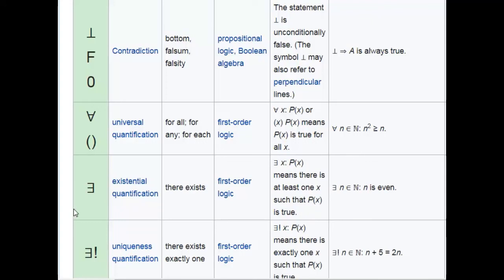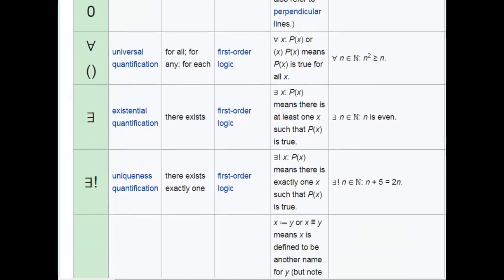Next one, existential quantification. This symbol, there exists. We read, there exists. So, there exists x such that P(x). It means there is at least one x such that P(x) is true. For example, there exists n belongs to natural numbers, the set of natural numbers, n is even. Of course, we have at least one even natural number. It is true.